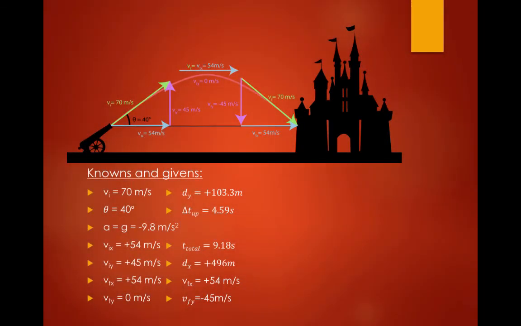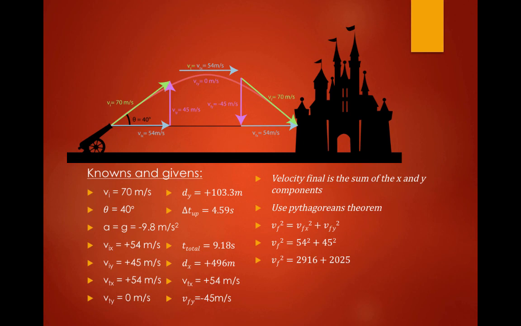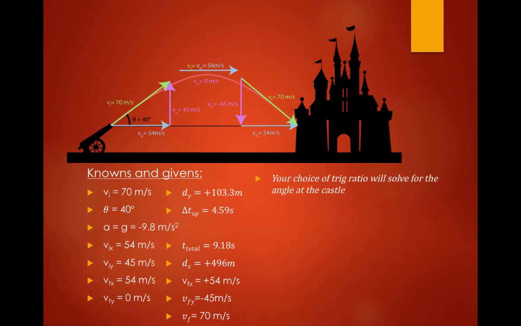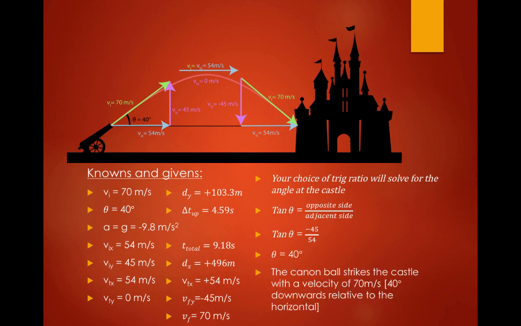Velocity final is the sum of the final x and y velocity components. We'll use Pythagoras' theorem and calculate that v final is 70.3 meters per second. Rounded to 70 meters per second, this makes our initial speed the same as our final speed. Direction can be calculated using any of the 3 trig ratios. We will try the tangent ratio. Tangent theta equals opposite divided by adjacent. Tangent theta equals negative 45 divided by 54. Theta equals 40 degrees. The velocity of the cannonball is 70 meters per second, 40 degrees downwards relative to the horizontal.